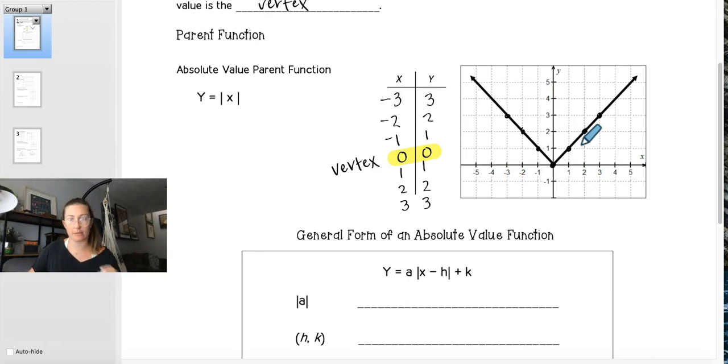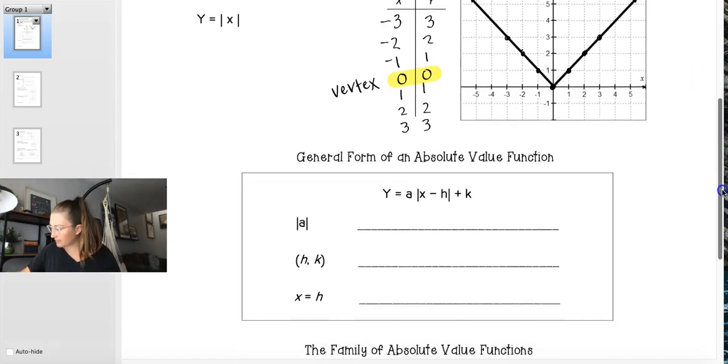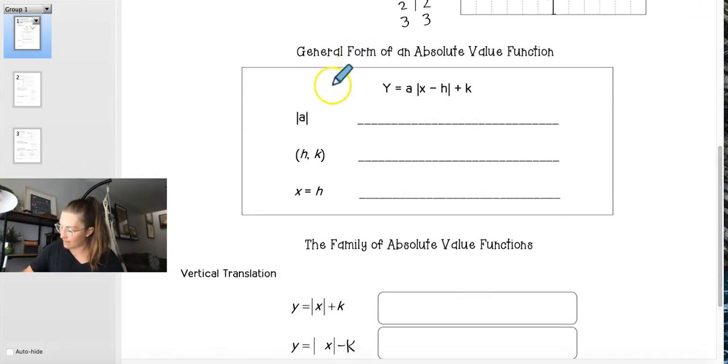You should know it looks like a B. Okay, so now we're going to move on. And we have this guy. We actually love this form. And the reason we love this form is this form shows transformations.